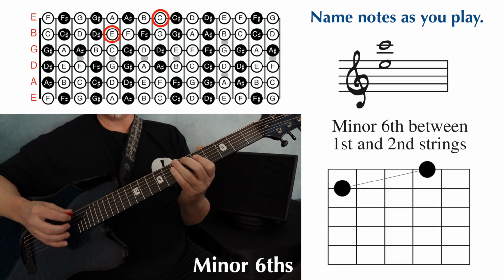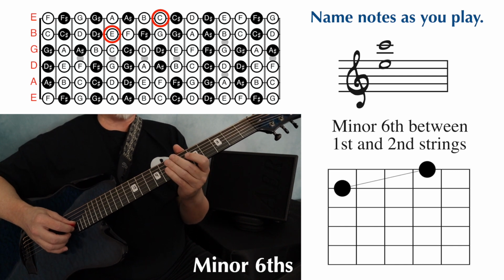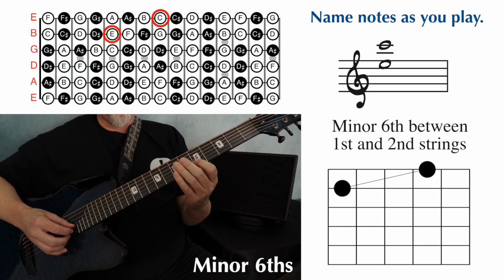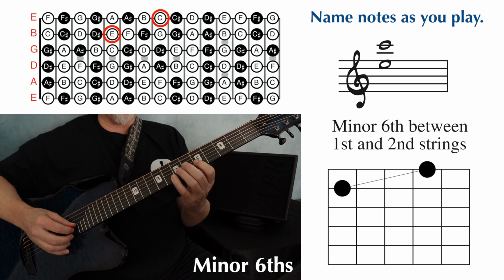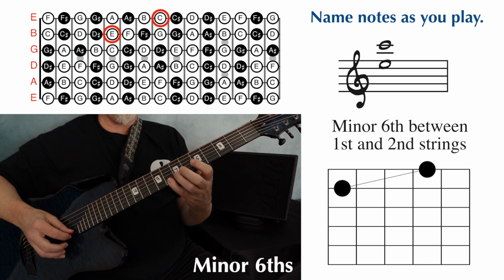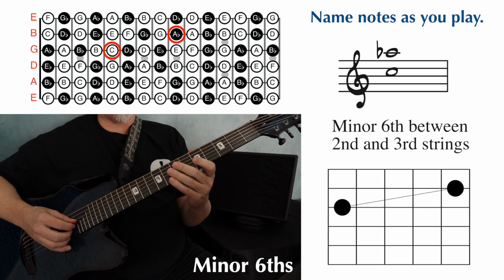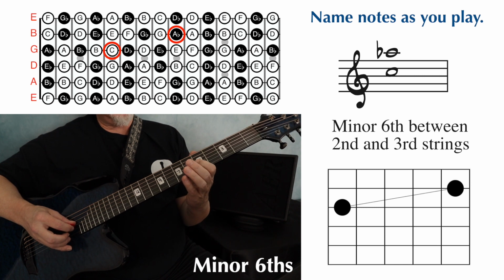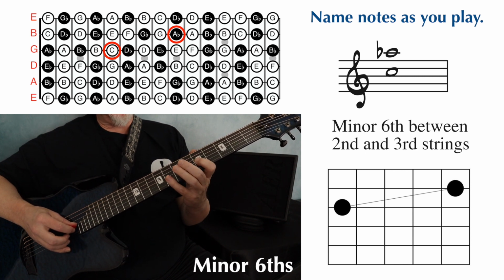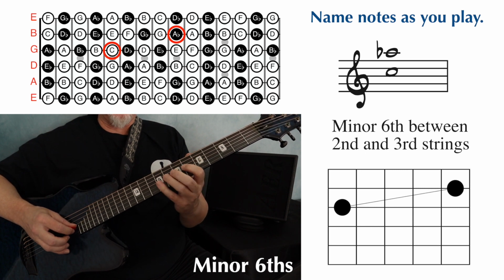Now we'll play some minor 6s on adjacent strings, starting with strings 1 and 2. So a minor 6 between strings 1 and 2 is 3 frets distance. So here's an E. Minor 6 above an E is a C. 3 frets away. E, C. Minor 6 between strings 2 and 3 is 4 frets distance. So here's a C. Minor 6 above a C is an A flat. So you have to shift a little bit to make that A flat.